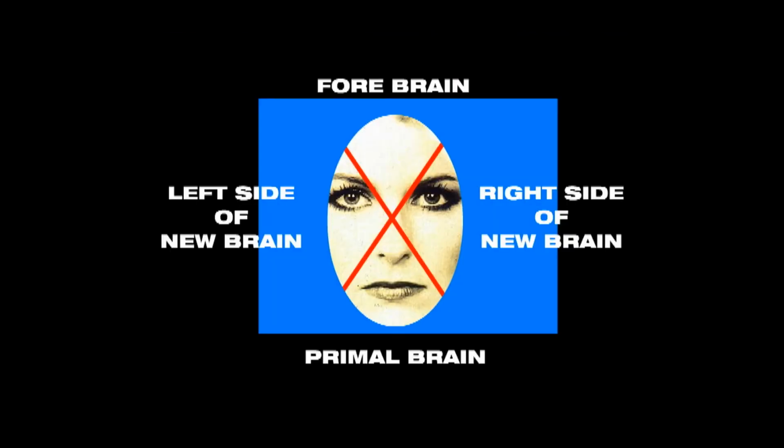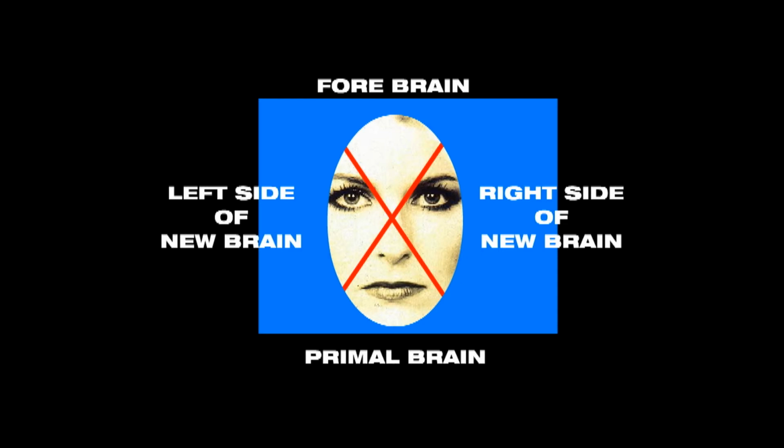This diagram shows the brain's four main parts with a connecting bridge at the central crossroads. We will look at the primal brain, the two sides of the new brain, and the forebrain separately, then at how they work together. Of course, in a real brain, there are no clear dividing lines. As we move from one part to another, the way we think and behave changes.